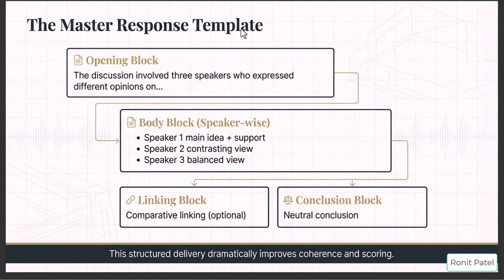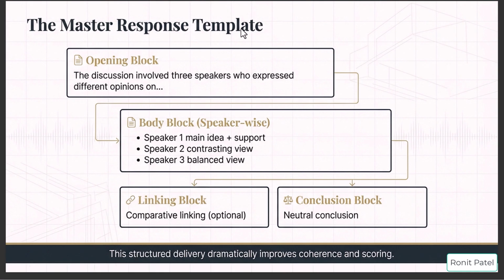Block 2, body block. Now this should be done speaker wise. This is the content powerhouse. The slide shows speaker 1 main idea plus support, speaker 2 contrasting view, and speaker 3 balanced view. This completely depends on how the content is provided in the audio. This can be the arrangement which students can utilize, but the content provided in the audio matters as well.